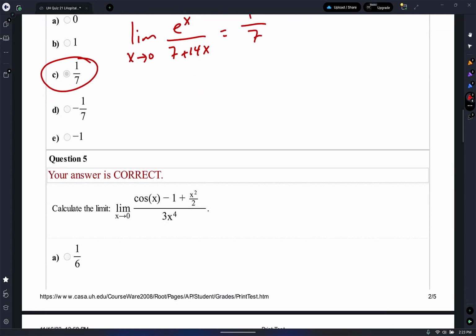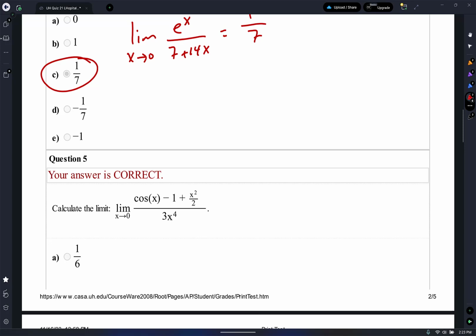Top is continuous and differentiable for all real numbers. Bottom is continuous, so therefore you're differentiable, or you're differentiable, so therefore you're continuous. So I'm definitely continuous and differentiable at 0. I can do L'Hopital's rule. I get 0 over 0. Why do you get that? Because cosine of 0 is 1. 1 minus 1 is 0, and then 0 squared is still 0. The bottom, 0 to the 4th power is 0. 0 times 3 is still 0. So I get 0 over 0. I can do L'Hopital's. Are we okay?